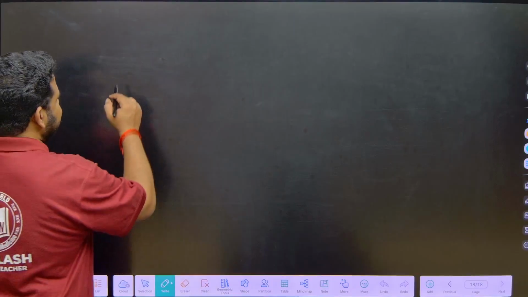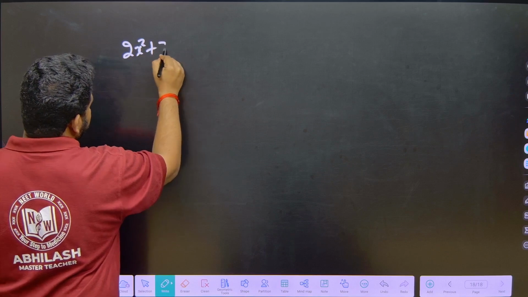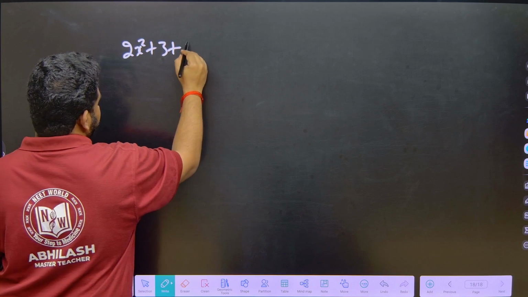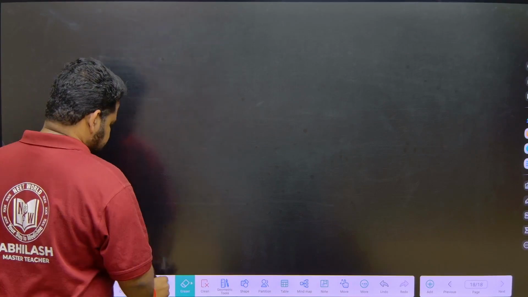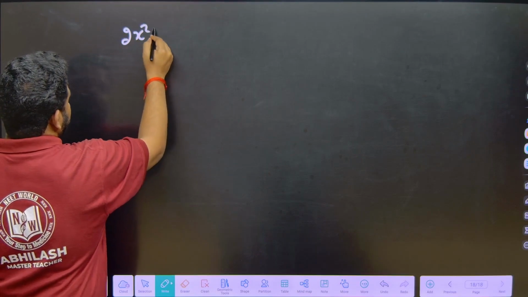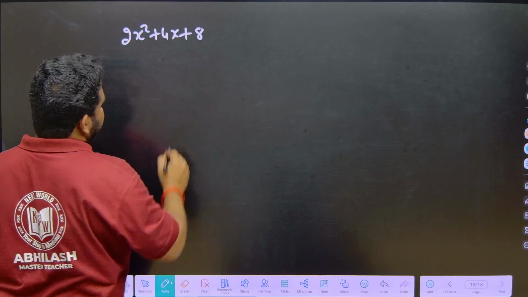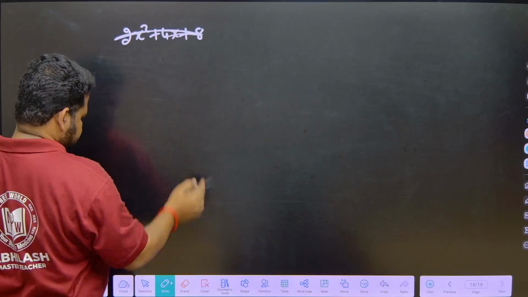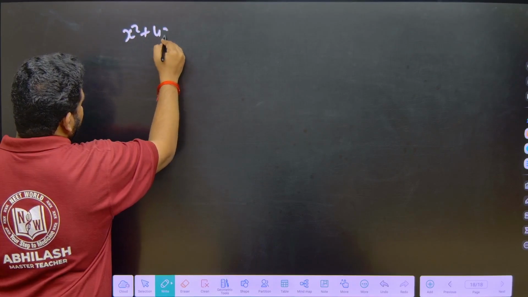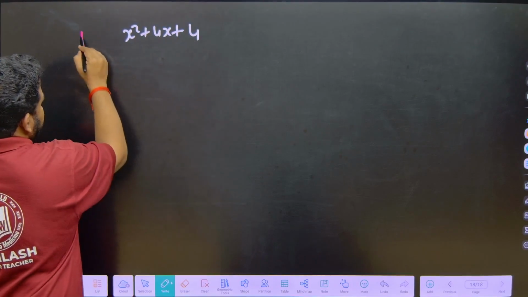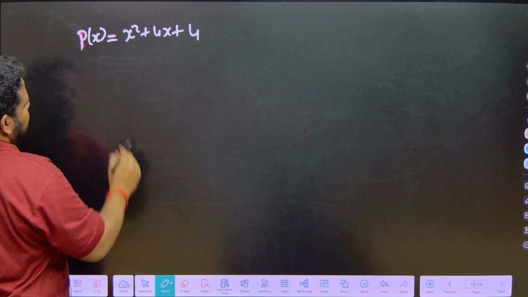But before that, I will give you one question as homework. Please try to solve that question. Let us take a simple equation: p of x is given as x square plus 4x plus 4.